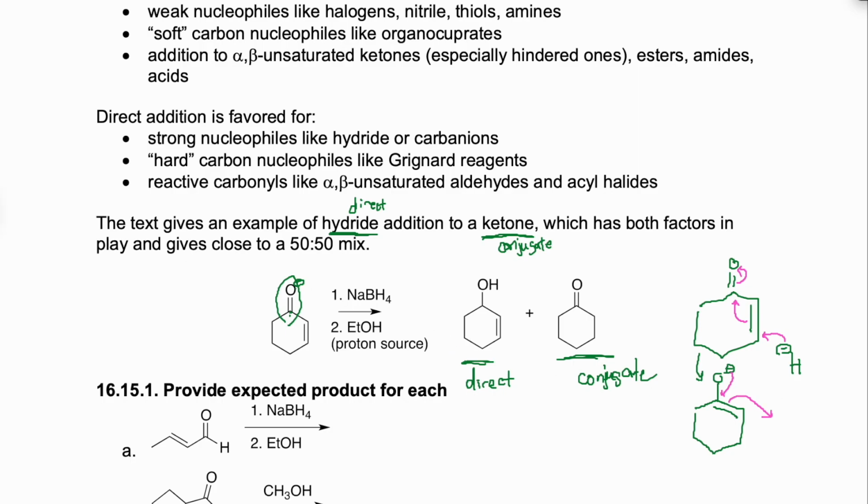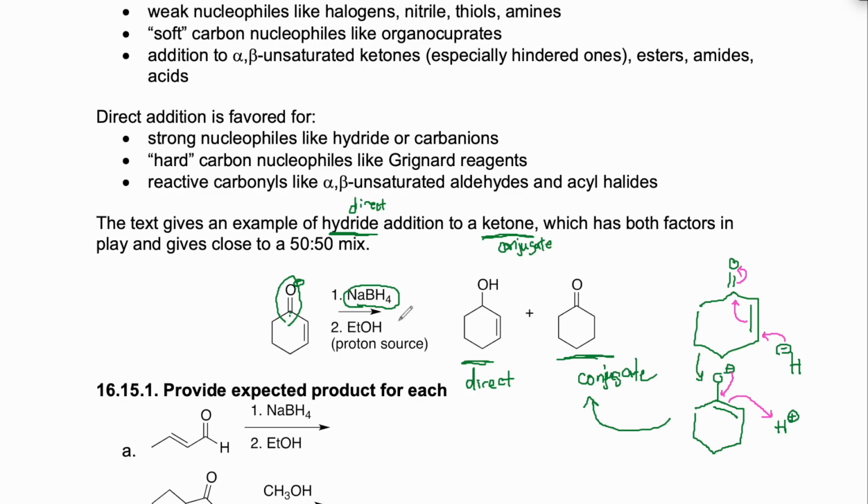Let me draw that. Here we'll just draw the proton to show that that's getting a proton, and that leads you to this product. So the conjugate product, it looks like the alkene reacted, which might be confusing for you because we were learning that alkenes do not react with sodium borohydride. The alkene is not actually reacting with the sodium borohydride. It's just the alpha beta unsaturated ketone is doing a conjugate addition.